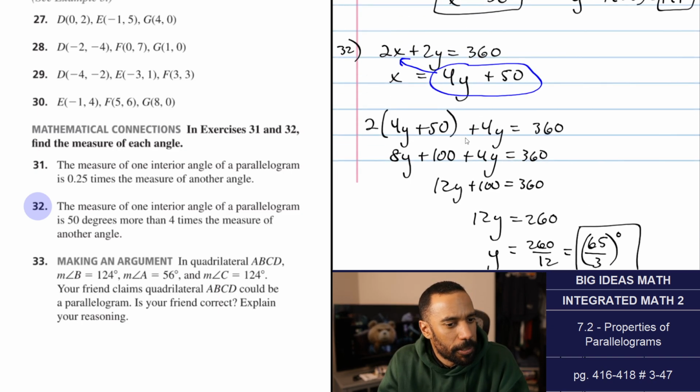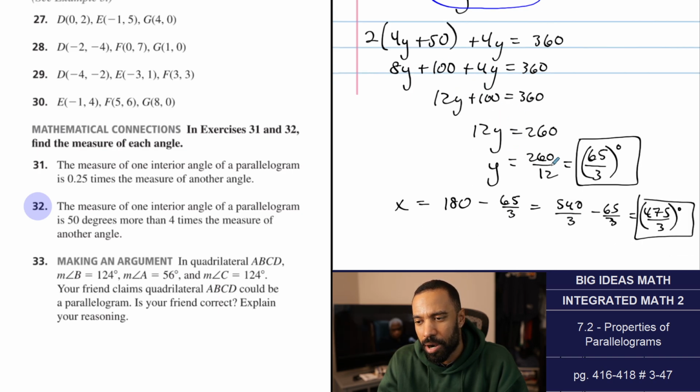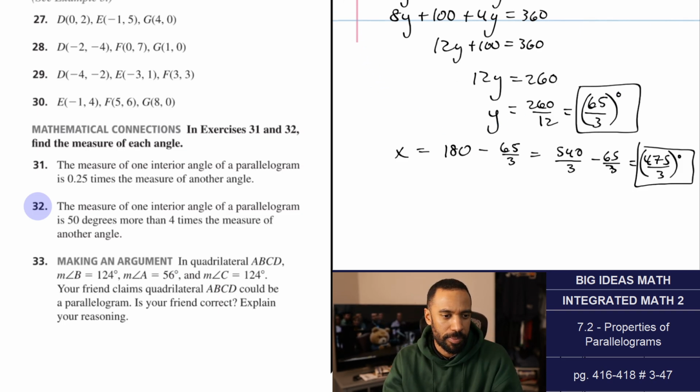Let's just double check everything's good. Measure of one angle is 50 degrees more than 4 times the measure of another angle. You substitute that in there, distributed properly, combined like terms properly, subtracted properly, divided properly, reduced properly. And yeah, that all looks good. I'm just going to leave them as the exact numbers because otherwise it won't be exact. All right, that's 32. Let's go on.